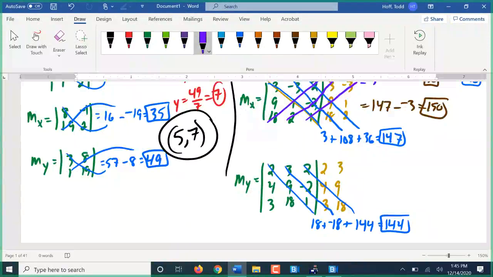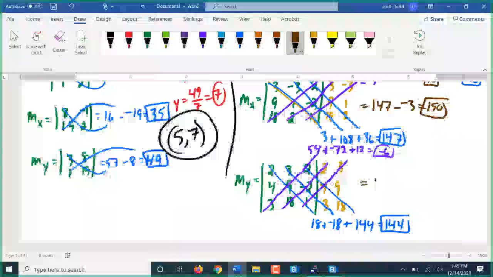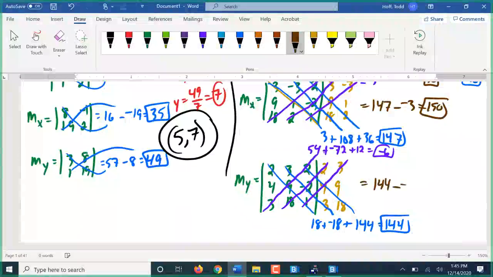Going up, 3 times 9 is 27, times 2 is 54. 18 times negative 2 is negative 36, times 2 is a negative 72. And 1 times 4 times 3 is 12. Gives me a total of -6 on my ups. So 144 minus a -6 is 150 again.